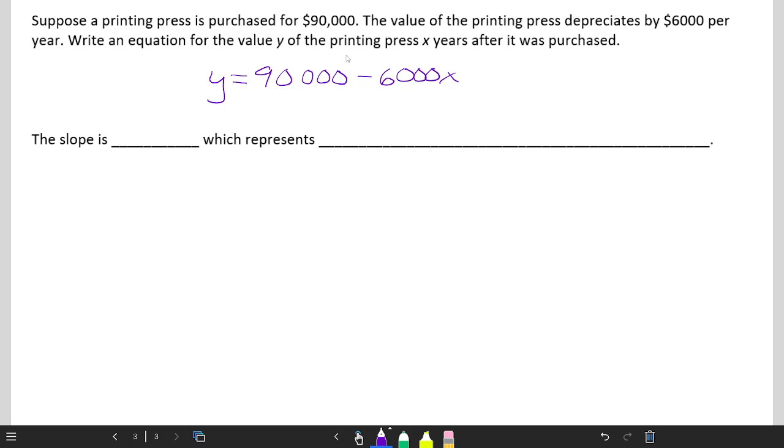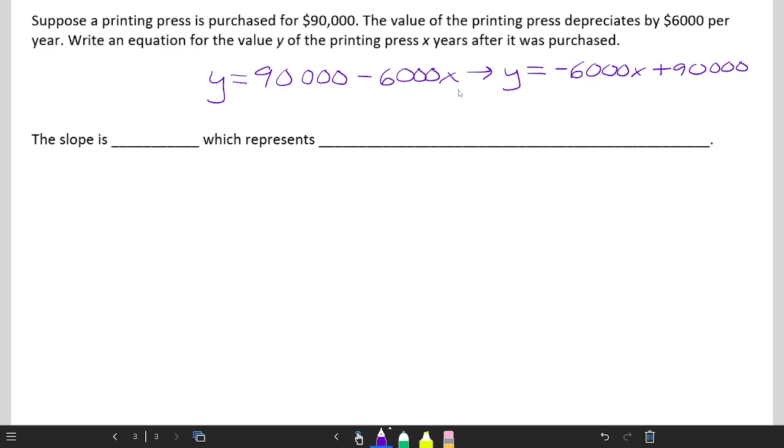And again, this is almost slope-intercept form, it's just the terms are reversed. So when you're rewriting it, you want to make sure and keep the signs the same. So the x term is negative, so that should still be the case when we write them in a different order. And the 90,000 was positive. So now this is that y equals mx plus b form.